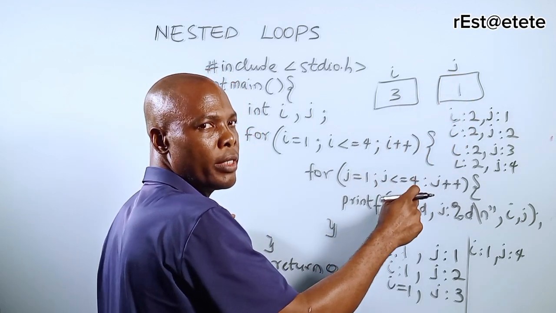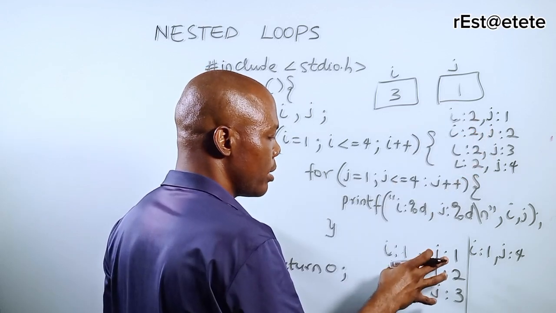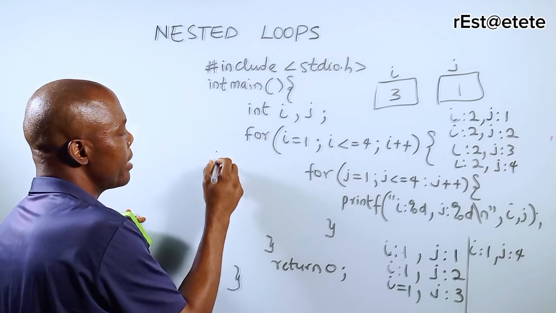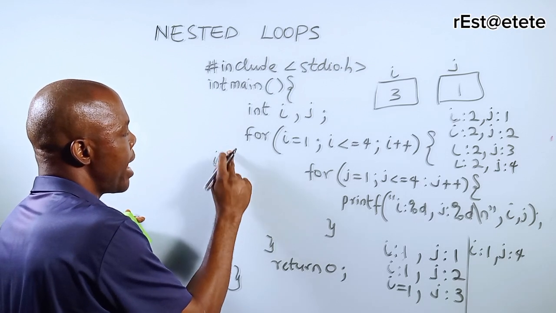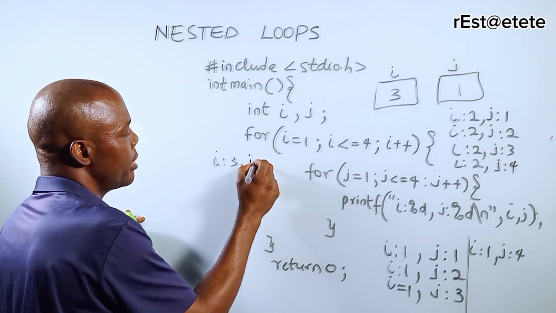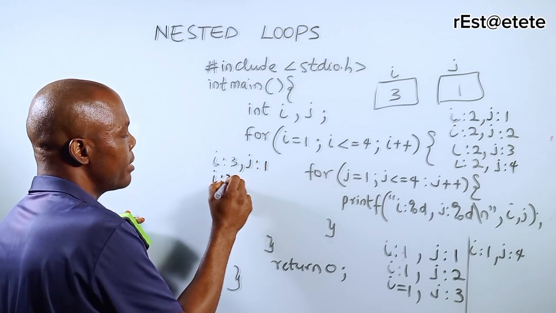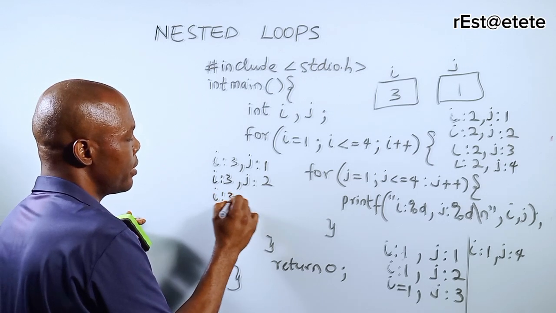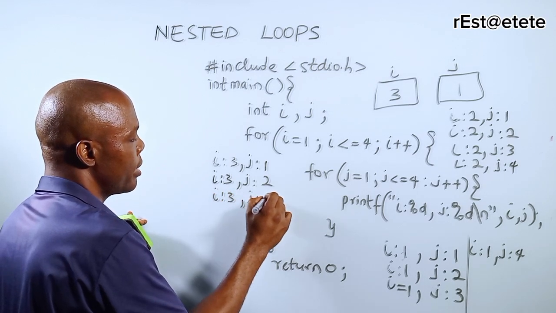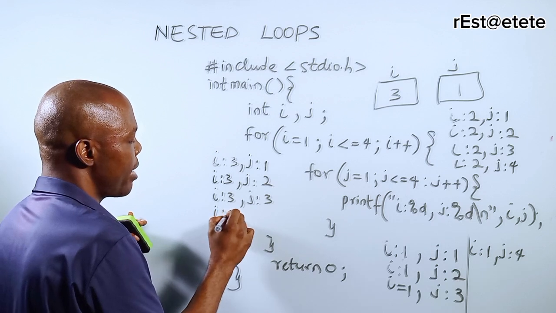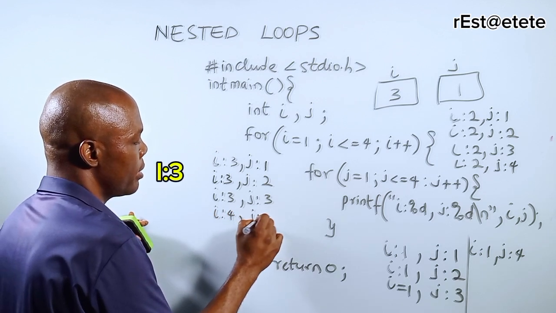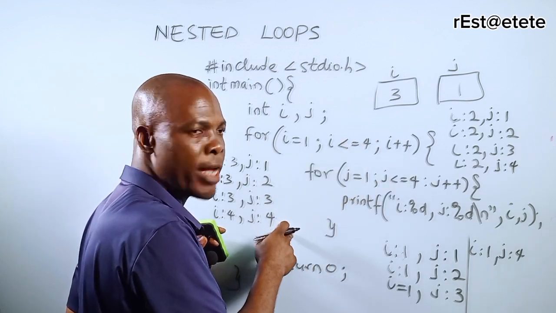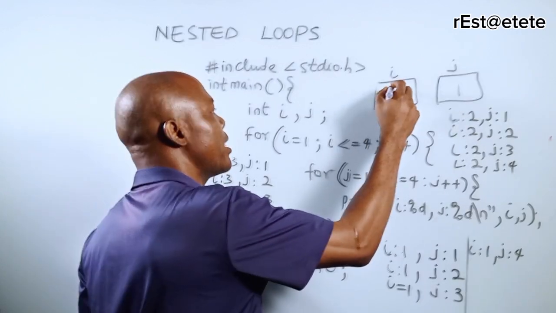Then it will continue the loop test again inside. So this one will print out this. Then it will print for this next one, i is 3, j 1. i 3, j 2. i 3, j 3. i 3, j 4. Then it will increment to 5. So that one is no longer true. It will come out and it will change i again to 4.